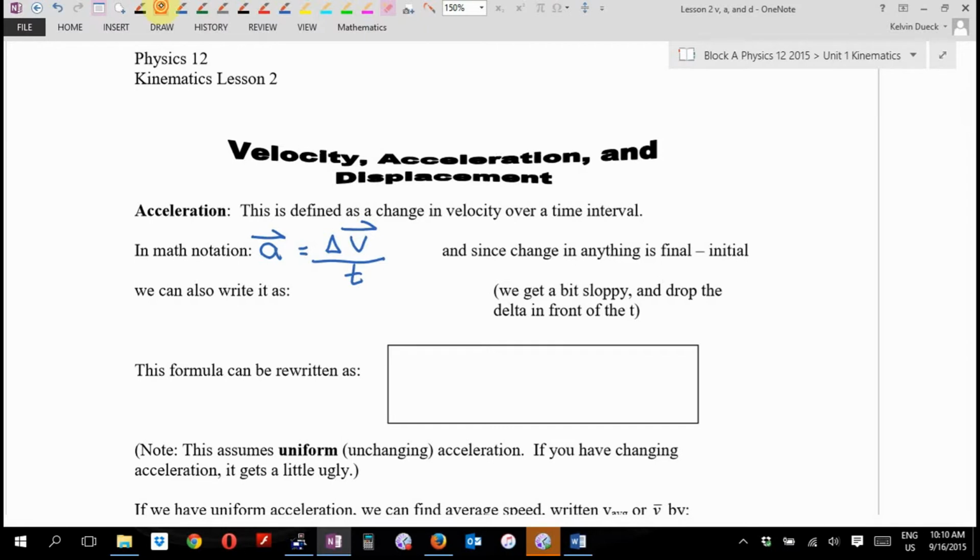And one of the things that's worth memorizing this year is that change in anything is always final minus initial. We can also write it like this. Final minus initial.